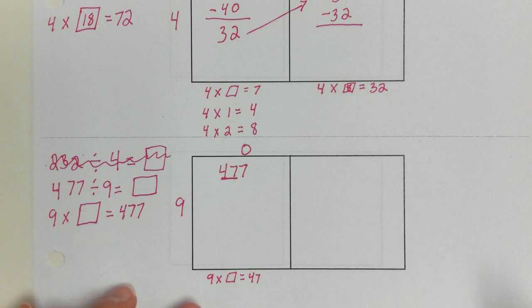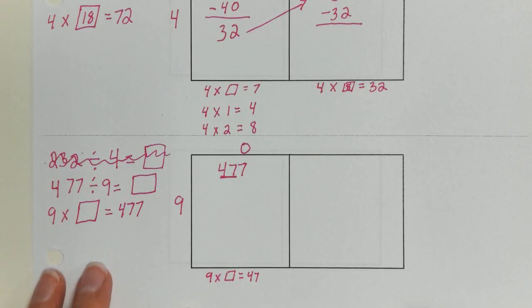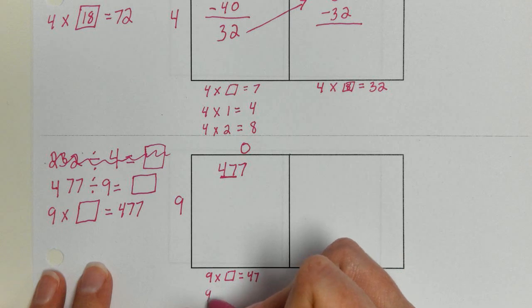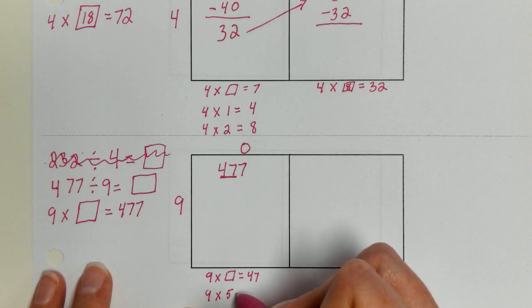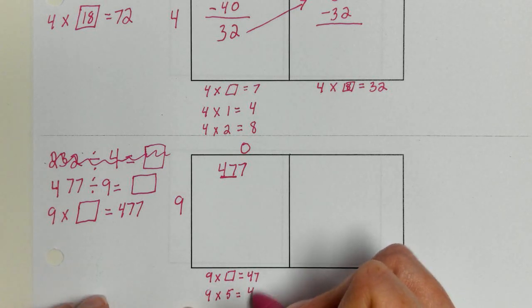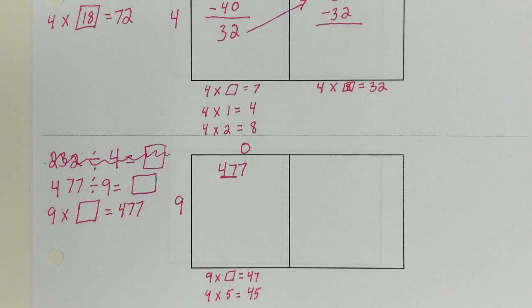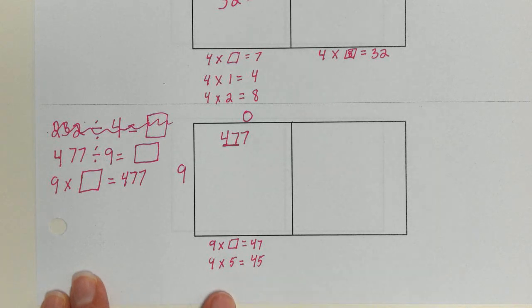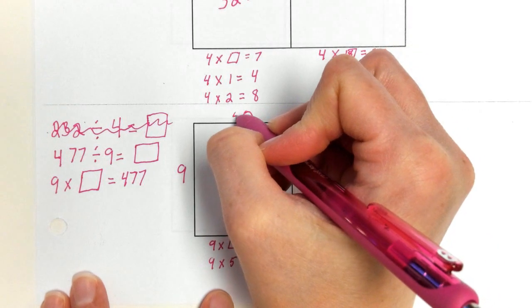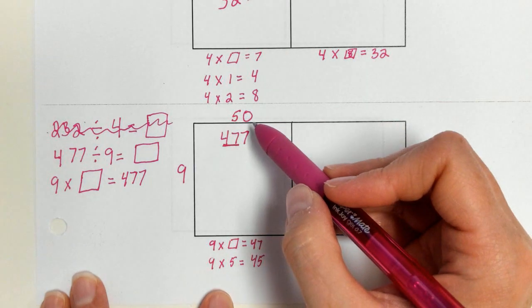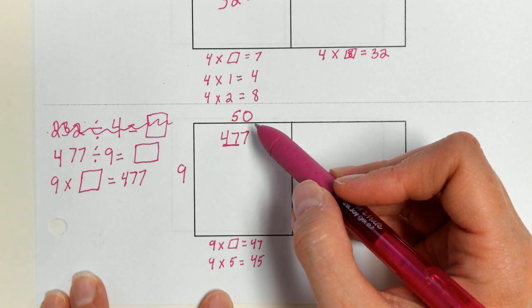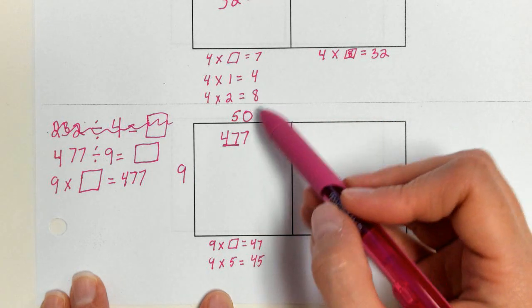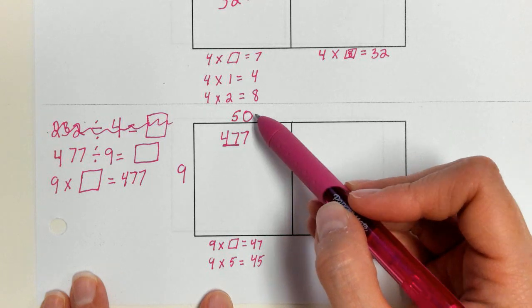So I have to get close. What are you going to start with? Okay, so I'm going to try 9 times 5. What is 9 times 5? 45. Is that as close as I can get to 47 without going over? I think so. Where will I put the 5? I'm going to put it on top next to the 0. So it will be 50.